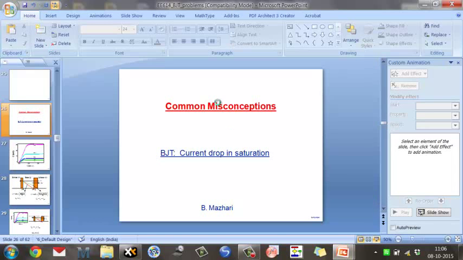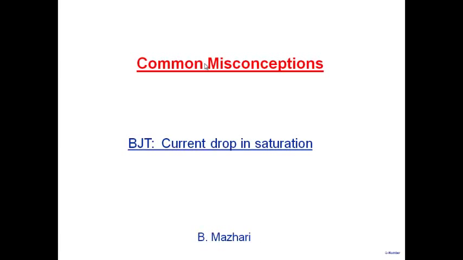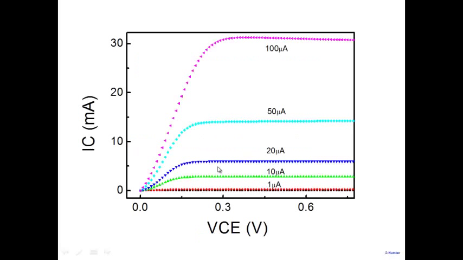Right? So this is one of a series of common misconceptions: current drop in saturation. Let me explain what this is. This is a very common error that students carry away after discussions related to a bipolar junction transistor. Let's see what this misconception is.